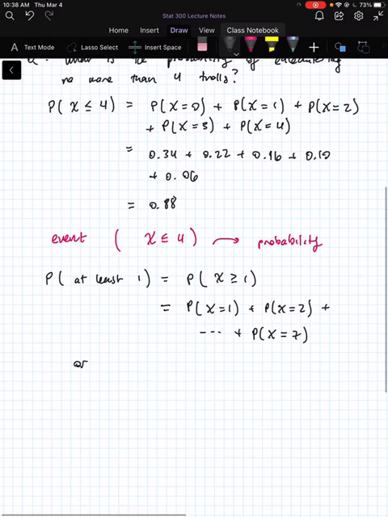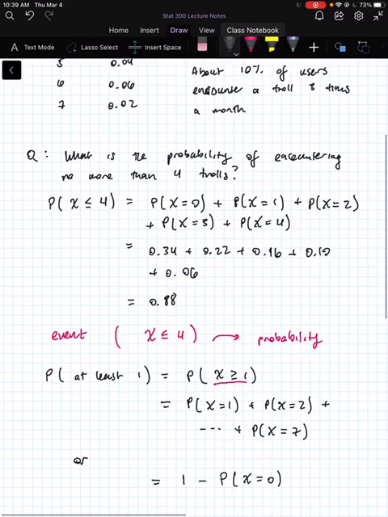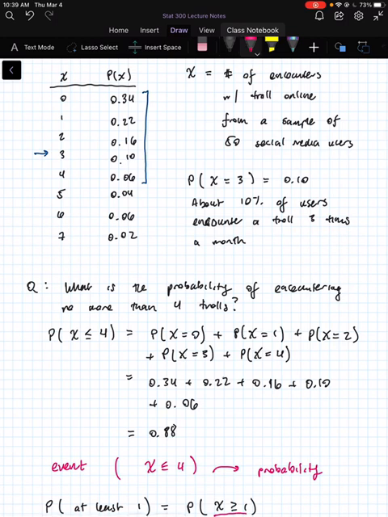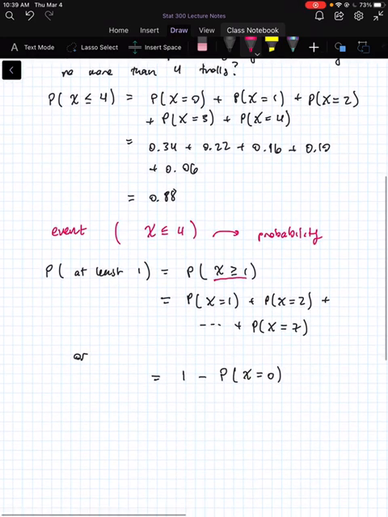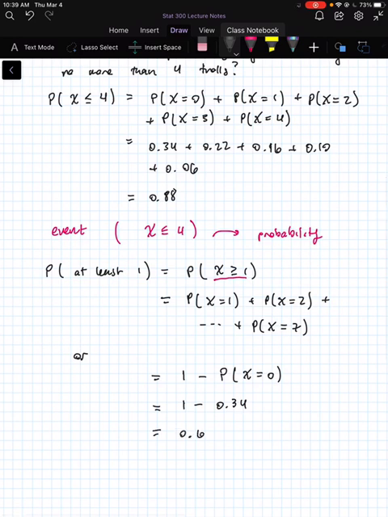Or we can use the rule of complements and think about the complementary event. So the complementary event to x being greater than or equal to 1 is none. So we can think of this as 1 minus the probability that x equals 0. Because what we're doing then is instead of taking all of these and adding them together, we're just going to take the one that's left out and subtract that from 1. So 1 minus 0.34, which is 0.66.